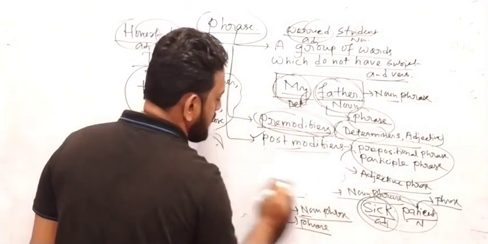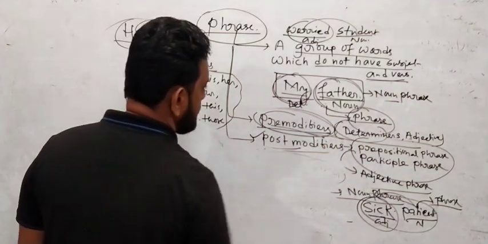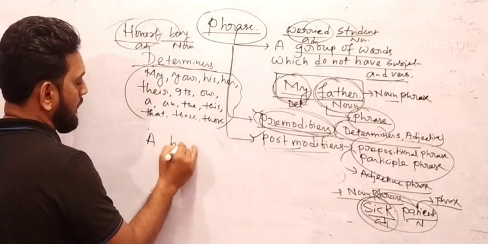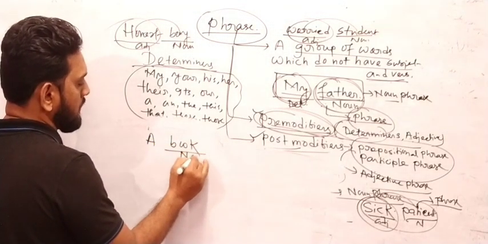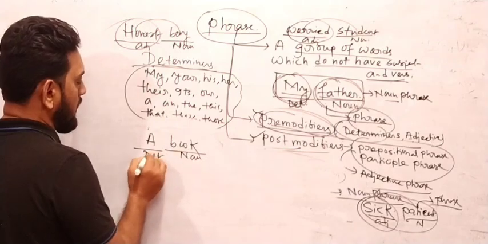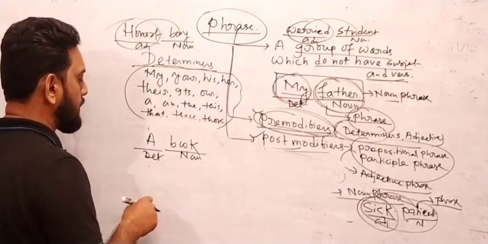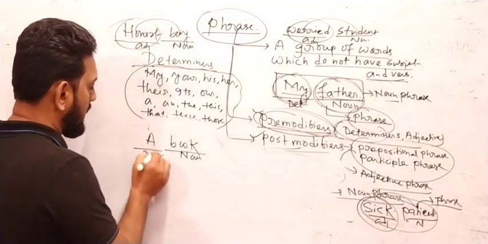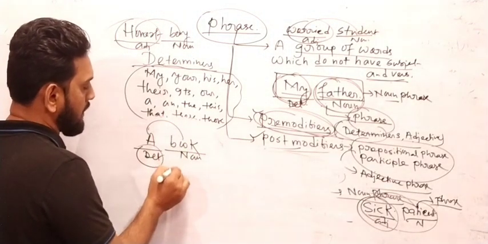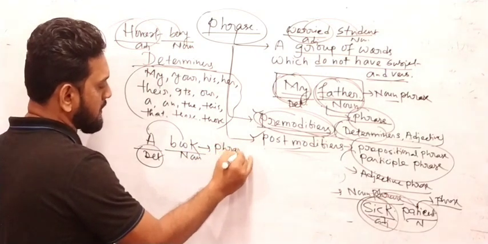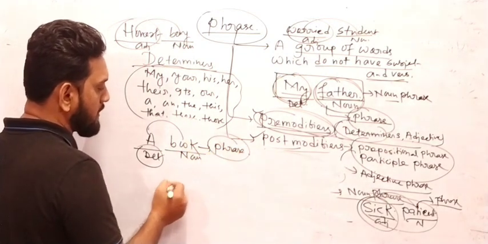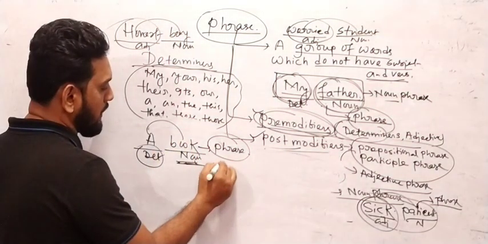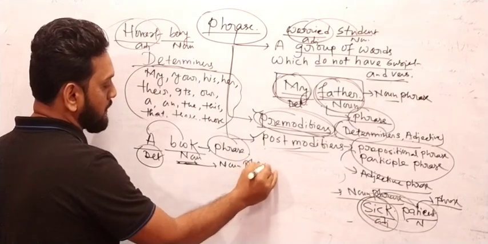If I want to give you more and more examples, I can. From the pre-modifiers, let me write something like a book. Here book is a noun and a is a determiner, or you can call it an article, because an article is part of a determiner. Always keep this in your mind. Determiner plus noun makes a phrase. What kind of phrase is it? It's a noun phrase, because the last word, the end of the phrase, is a noun. Got my point, all of you?